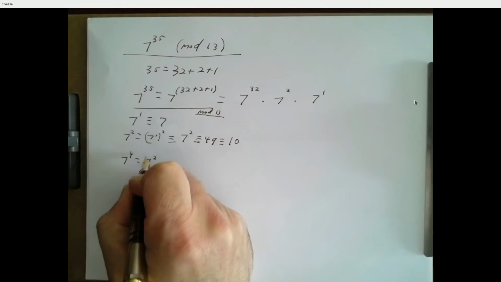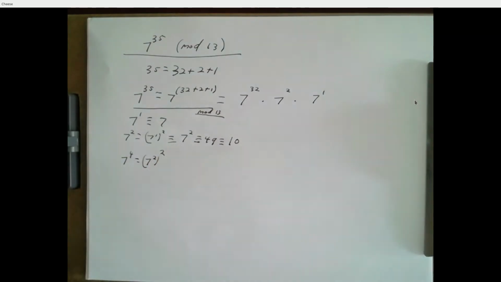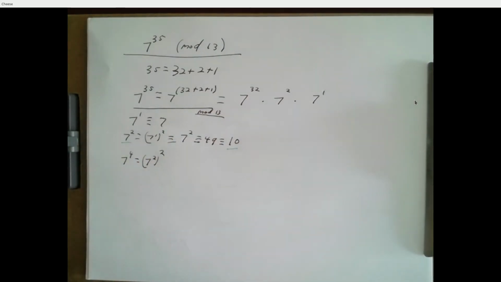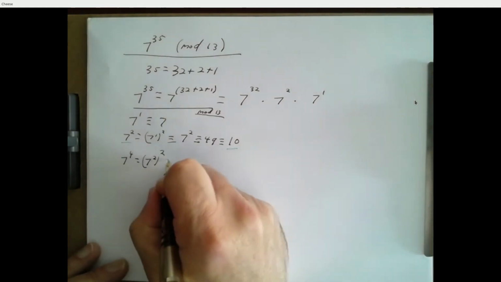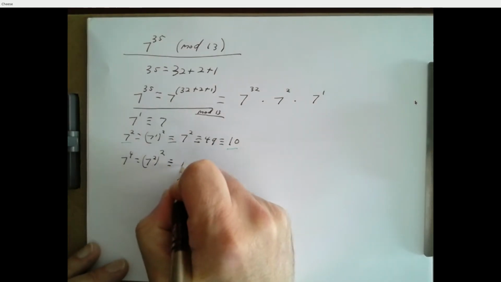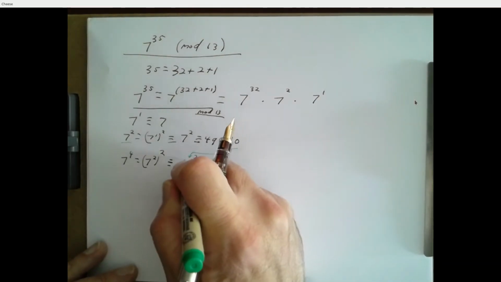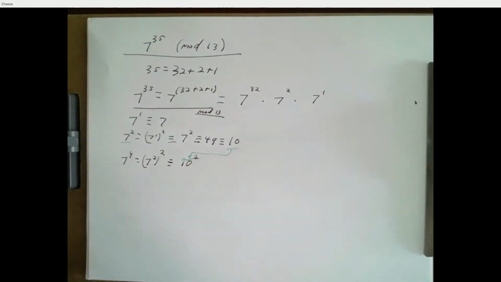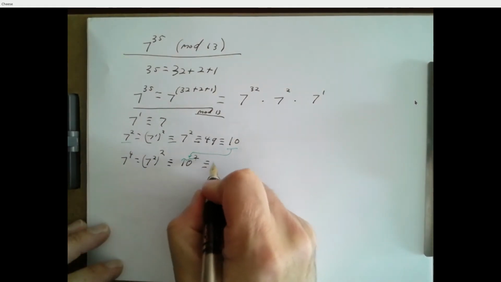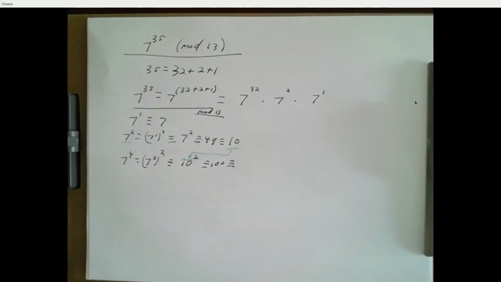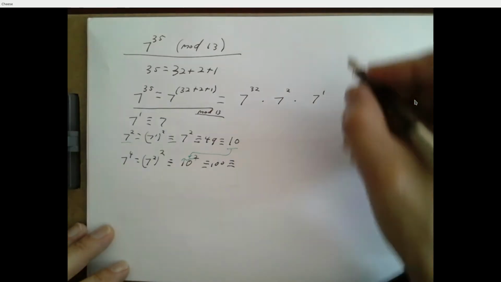All right, so 7 to the fourth is just the square of 7 squared. And we've just found out that 7 squared is congruent to 10. So 7 squared squared is congruent to 10 squared, right, where we got this 10 from here. And 10 squared is 100. And so that's what I started to do here. So how many times does 13 go into 100?